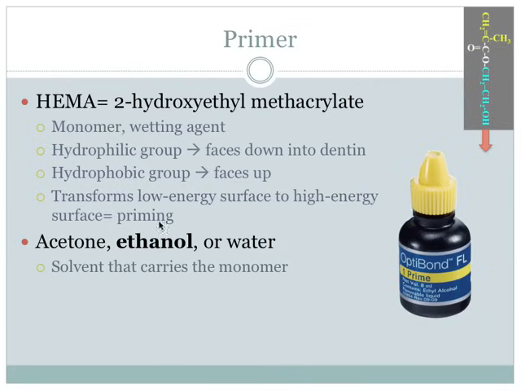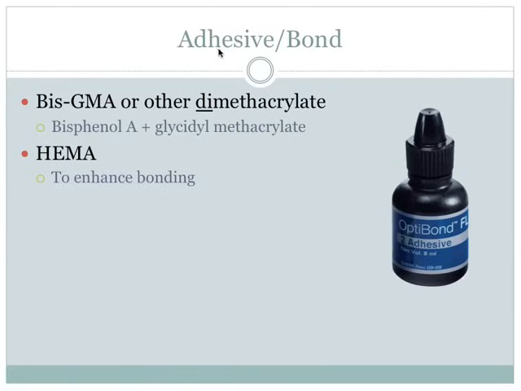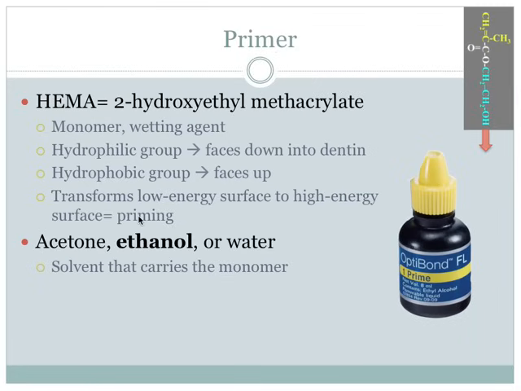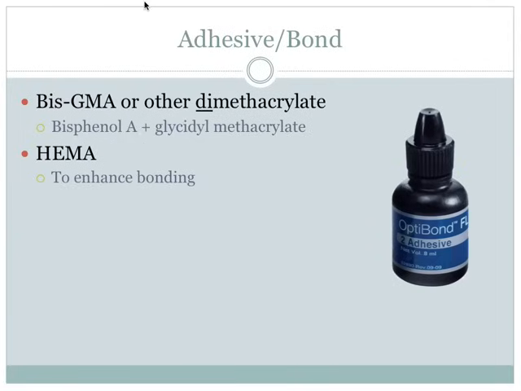And usually there's some type of carrier that carries this monomer, so ethanol is a common example. And that's why when we use the primer, we want to use a gentle stream of air to dissolve the carrier once the primer is rubbed onto the etched tooth surface.